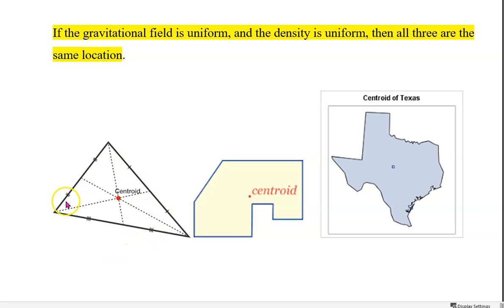This here is a triangle, and you can see that the centroid is located in the center of the triangle. This is an oddly shaped object with straight, flat sides. The centroid, which is the average location of all the dots that make up the yellow area, is right here. And yes, this is the state of Texas, and the centroid of it has been computed to be right there. That's the geometric center of the state.